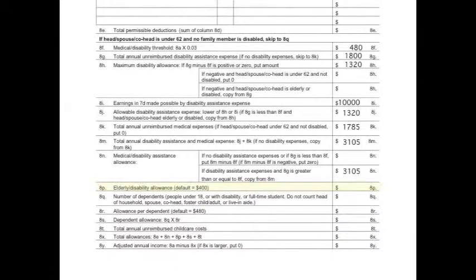Next on 8Q, what is the total number of dependents that we have in this family? 2. We have a person with disabilities and we have a minor under the age of 18. So 8Q is 2. 8R is $480 per dependent. So on 8S, when we take 2 times 480, we get $960. Next we have 8T, the unreimbursed child care costs. We let you know that the child care costs will be $2,400 for the year. So on 8T, let's go ahead and write our answer of $2,400.